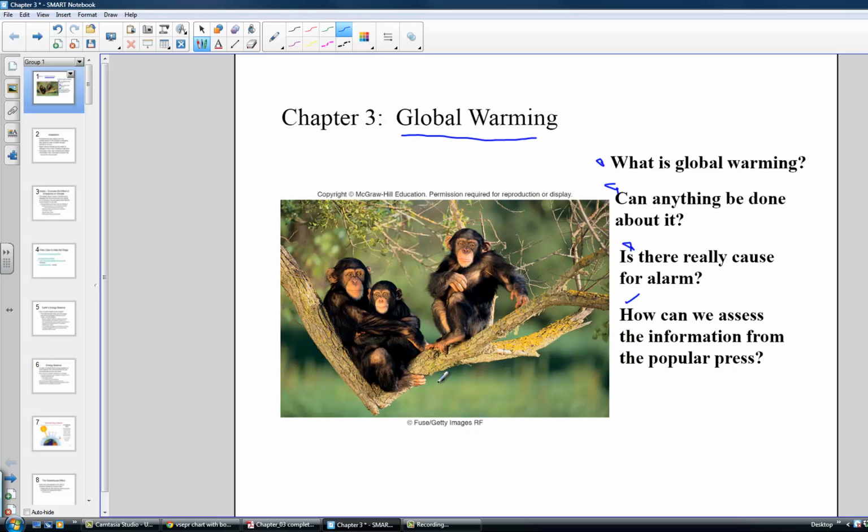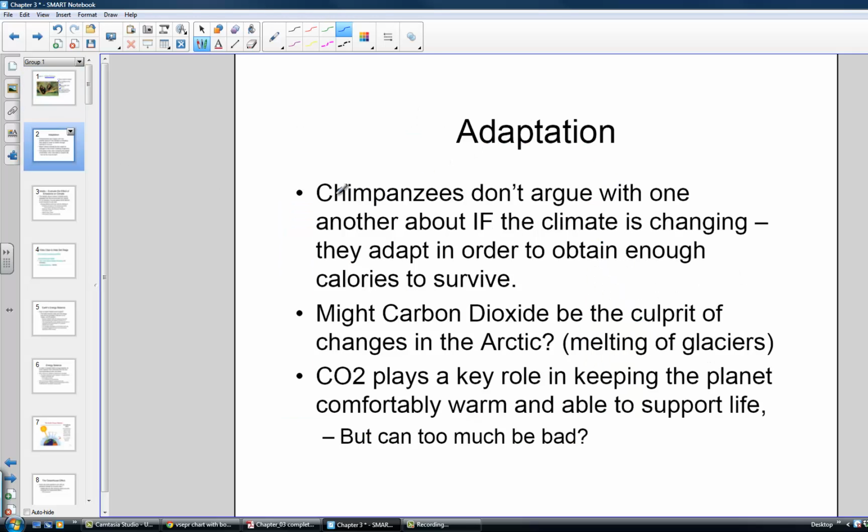This is an interesting picture of some chimpanzees on the front cover page here in your textbook, and it's going to simply discuss the process of adaptations. The chimps don't argue with one another if the climate is changing, as the human population is doing at the moment. It's a very political hot button. They adapt in order to obtain enough calories to survive.